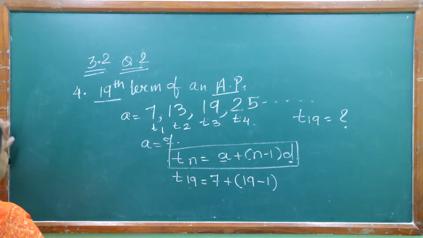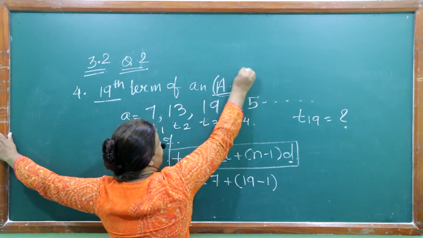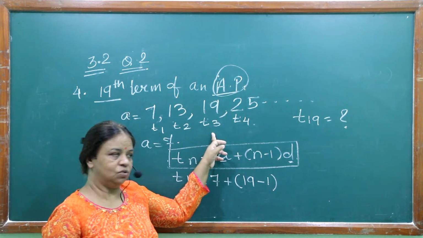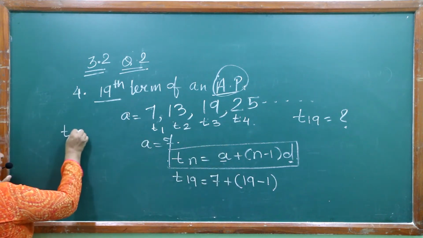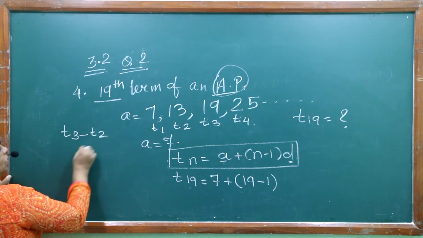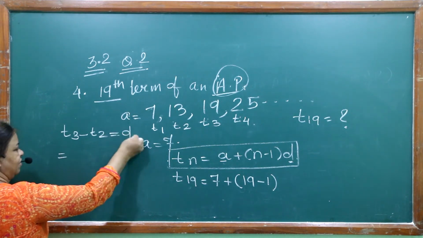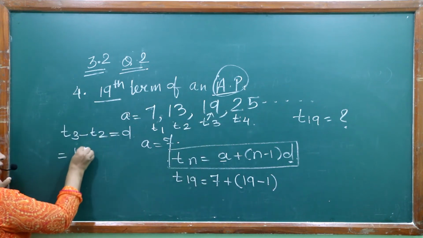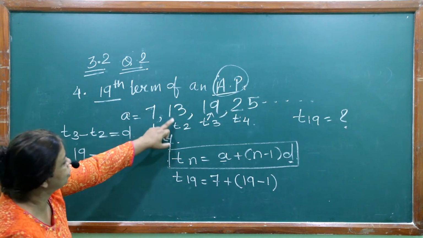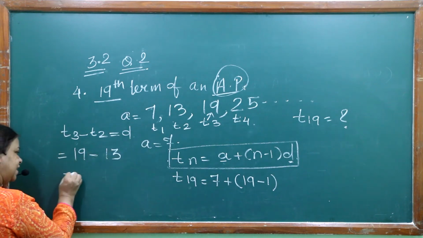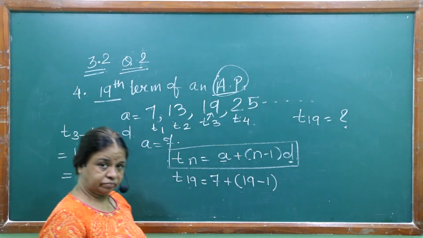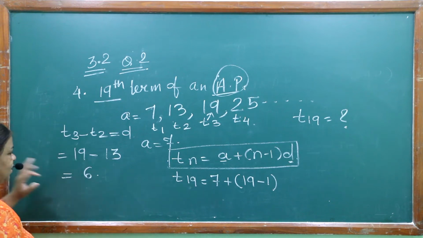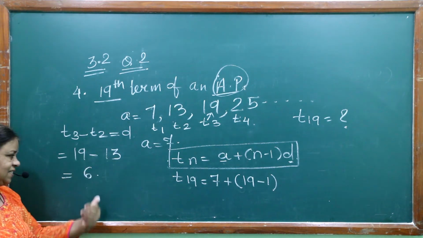Let us find D. The given sequence is in AP. So any two consecutive terms, if you find the difference, that will give you the value of D. So let us say T3 minus T2. That will be D, the common difference. What is T3? T3 is 19. 19 minus T2. What is T2? 13. 19 minus 13 is 6. Calculation, yes, 19 minus 13 is 6, correct.